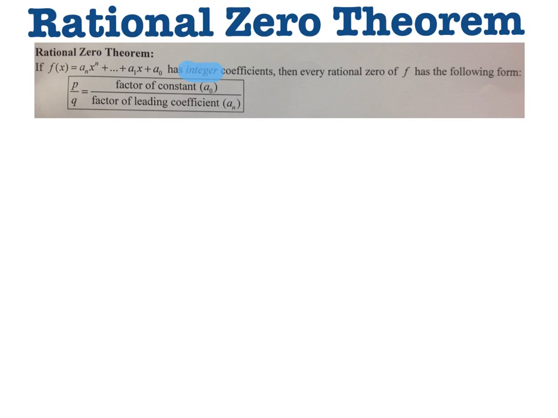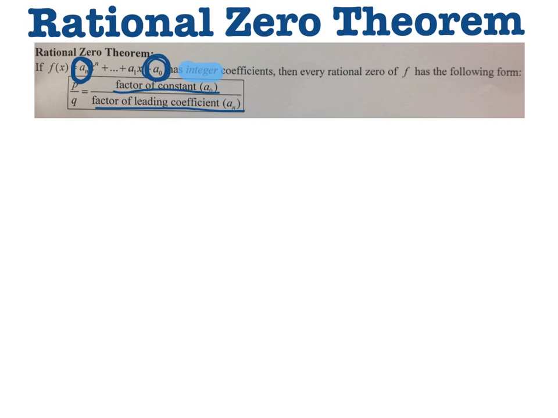Every rational zero that we can find, so that doesn't count the irrational ones like the square root of 2 that we talked about before, but all the rational ones will fit the form of a factor of the constant divided by a factor of the leading coefficient. Factor of the constant, that's the last one, divided by a factor of the leading coefficient. That's the very first one.